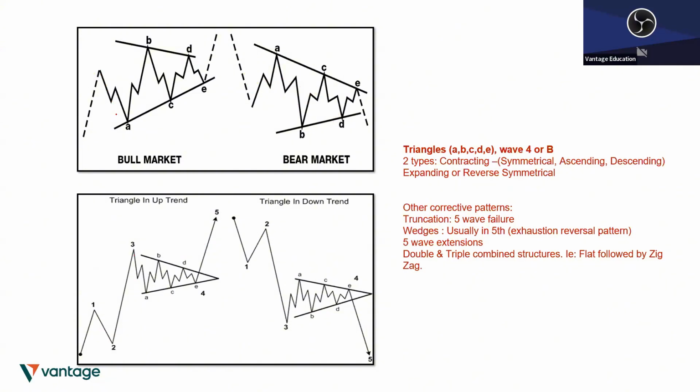A triangle usually moves in A, B, C, D, and E. That's why I say wave 2 and wave 4 have so many variations. As a trader, you want to make your life easier and not try to trade the different variations. It's easy to just trade 1, 3, and 5, where it's always moving in 1, 2, 3, 4, 5.